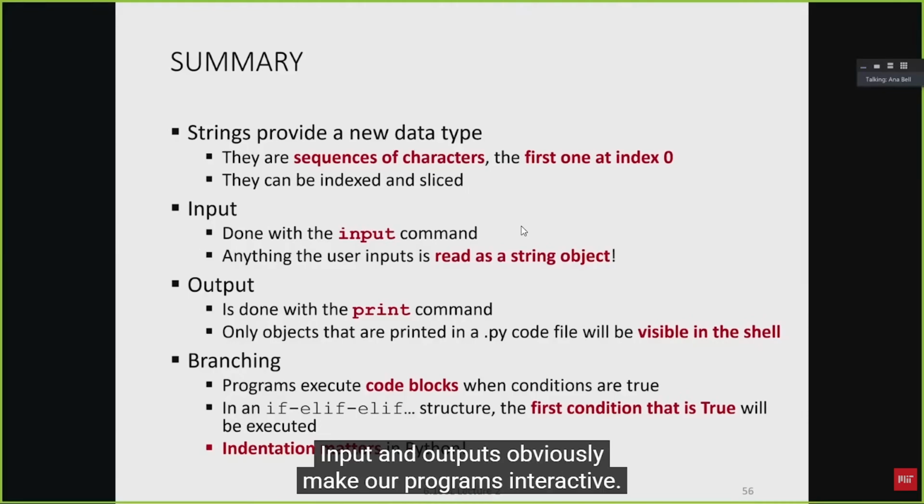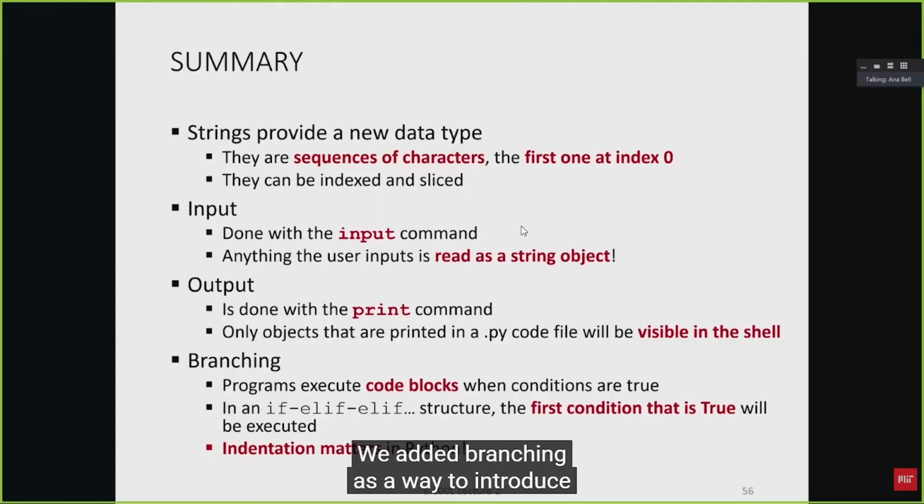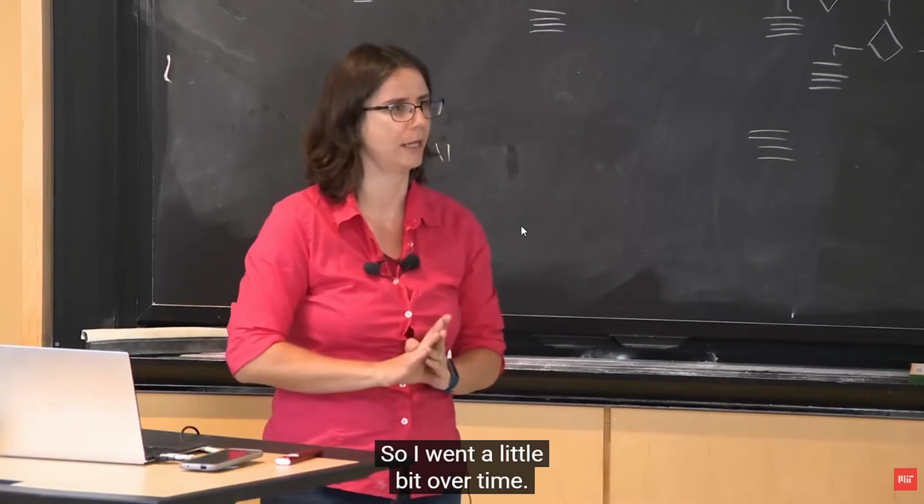And then a quick summary of what we've learned. Inputs and outputs obviously make our programs interactive. We added branching as a way to introduce decision points in our program. And next time we're going to do a little bit more branching and then introduce looping, so ways to repeat commands in our programs.